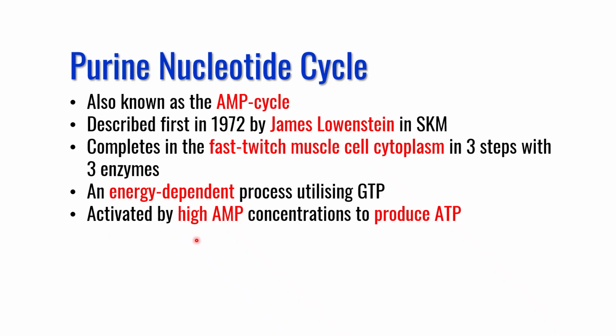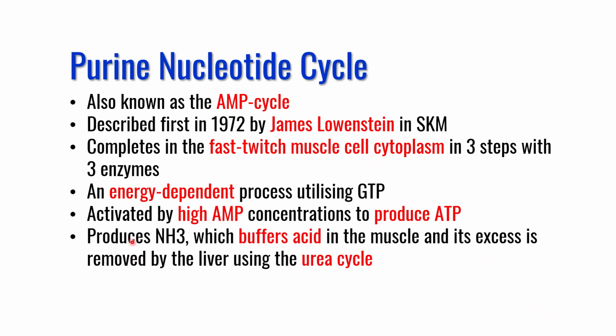It is activated by high AMP concentration to produce ATP for muscle activity, and it also produces ammonia, which buffers acid which is produced during exercise in the muscle. Excess ammonia is also removed by the liver using the urea cycle.